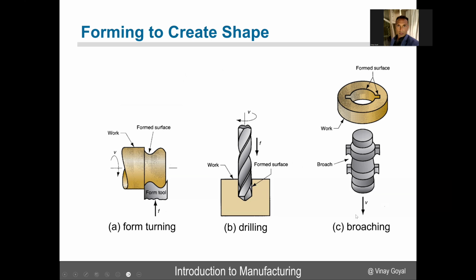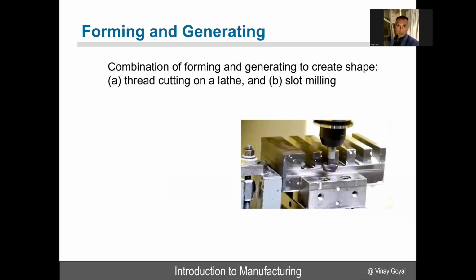And then here's another example called broaching, where you have this tool and a part, and the tool goes through the part, causing the work part to have that shape. The combination of forming and generating to create shape: you can take forming and generating and combine them. Examples here are thread cutting on a lathe and slot milling. So here you can see milling and thread cutting on a lathe.